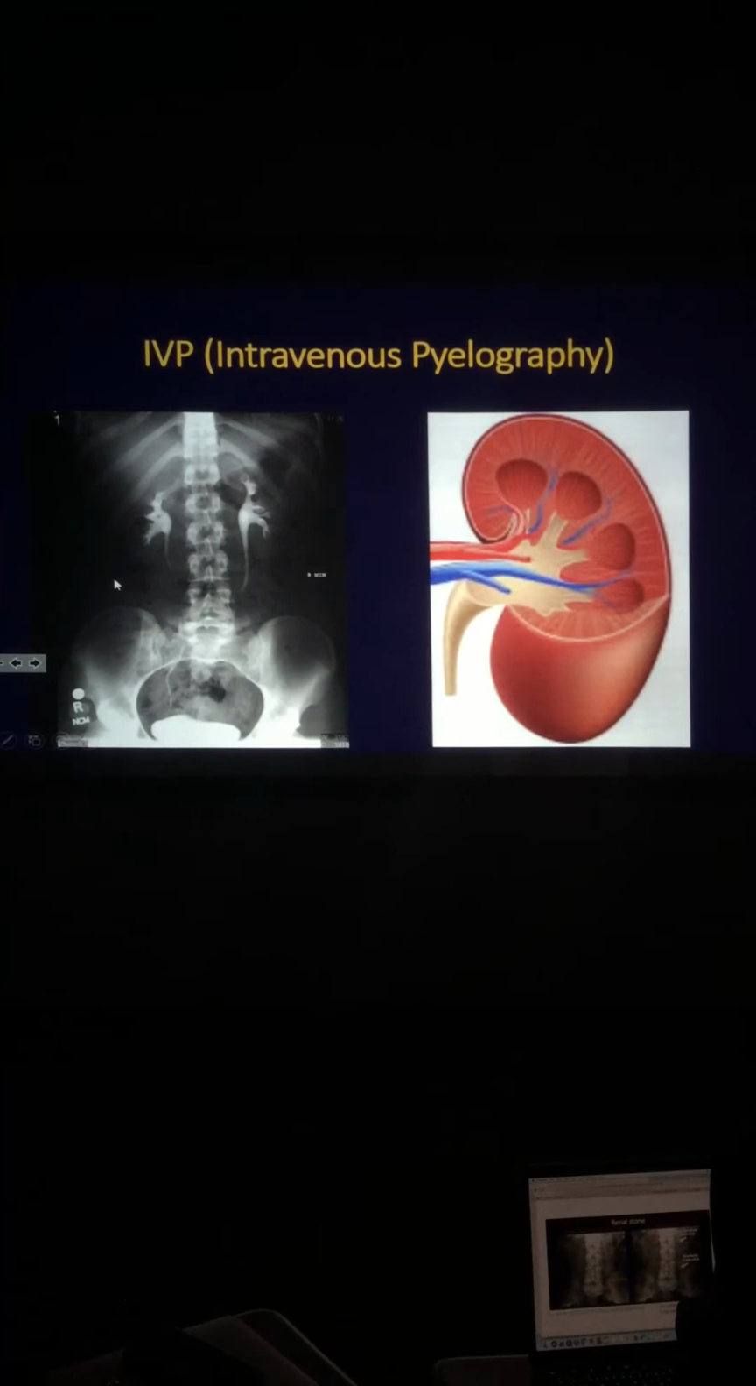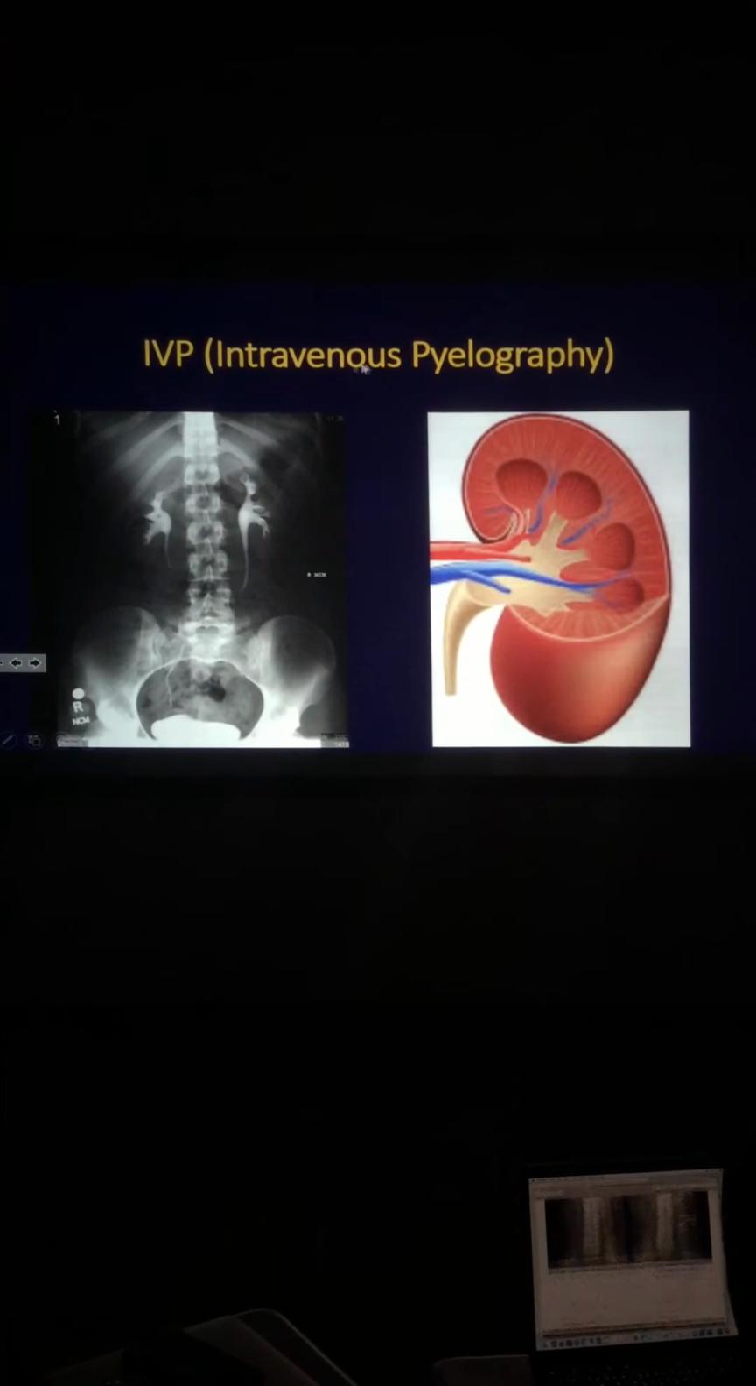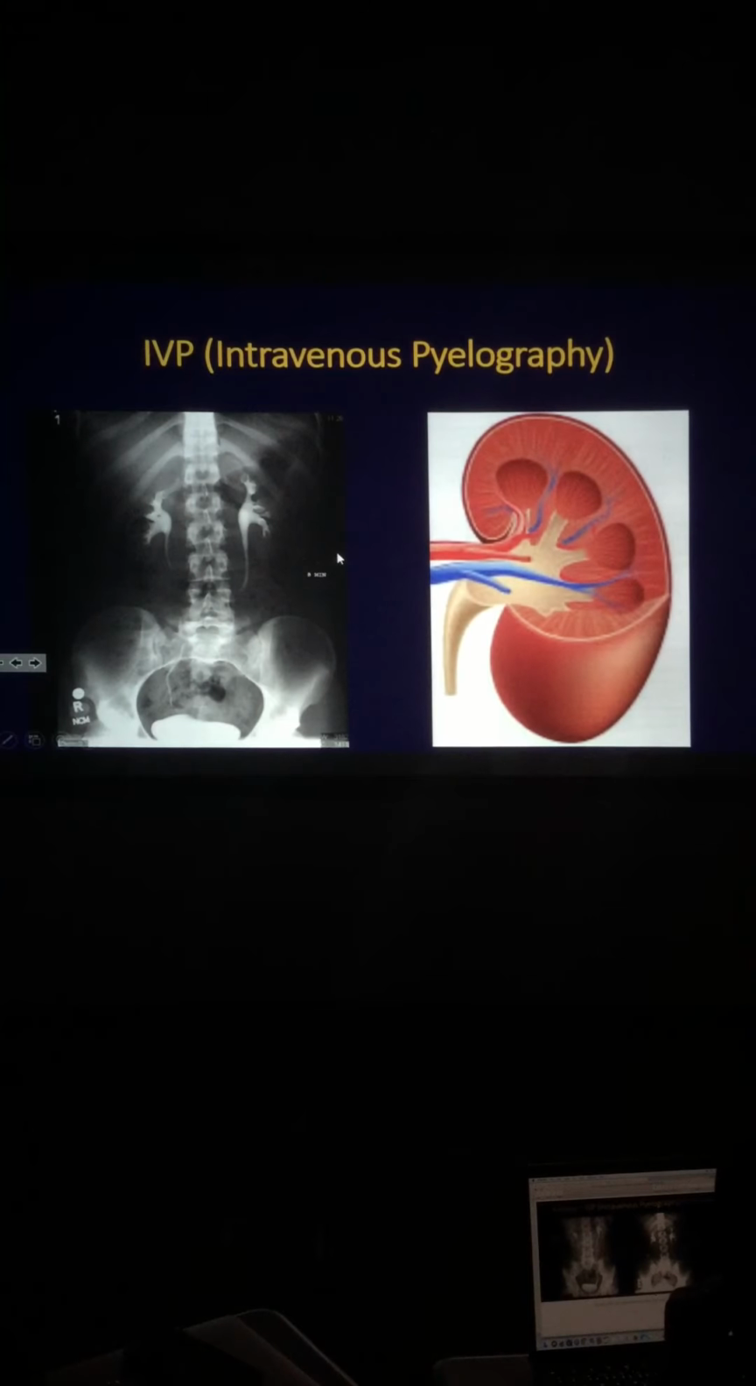This kind of abnormality of kidneys can be best appreciated by intravenous pyelography. What is intravenous pyelography? You give radioactive iodine, or you can say iodine, injected contrast, okay? You inject it in the antecubital fossa, and within 10 minutes, contrast will go into the kidney to visualize the kidney parenchyma as well as the pelvic calyceal system.